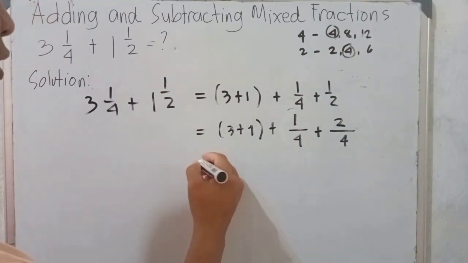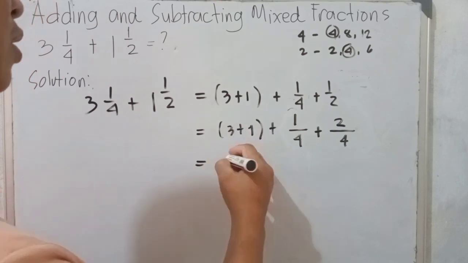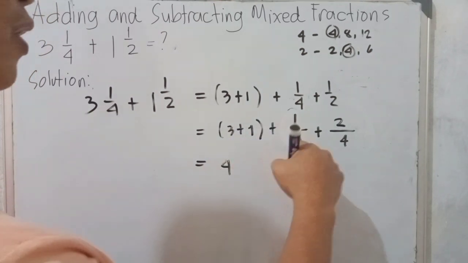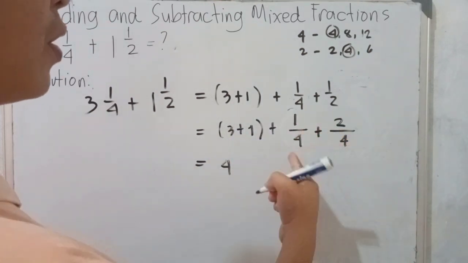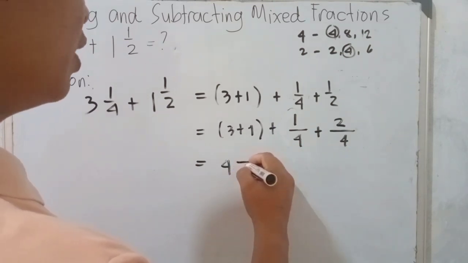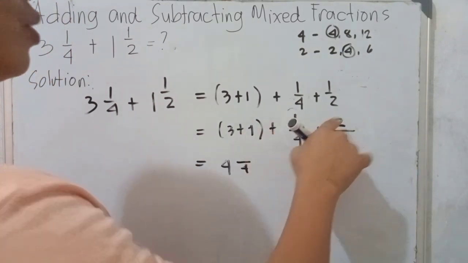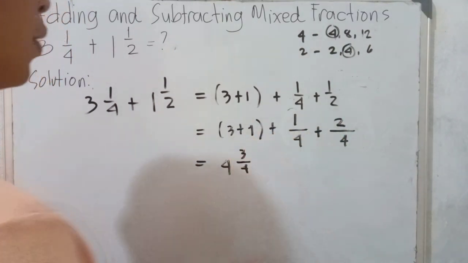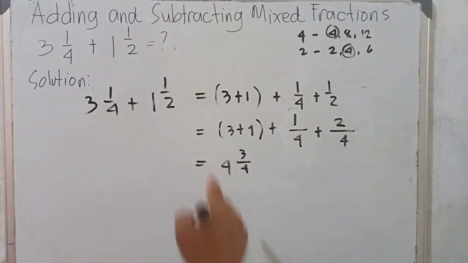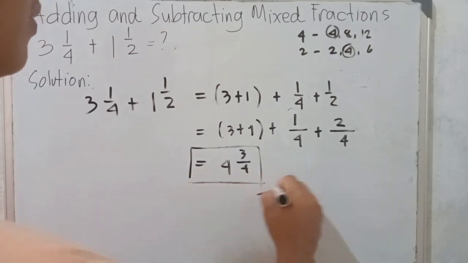So next, 3 plus 1 is 4. And they now have a common denominator. We copy the common denominator 4 and add the numerators, 1 plus 2 is 3. So our answer is 4 and 3/4.